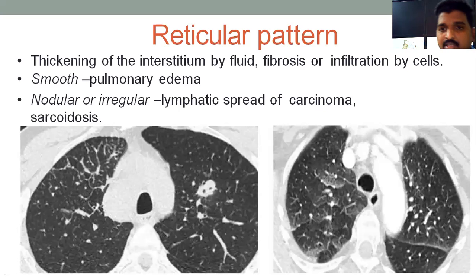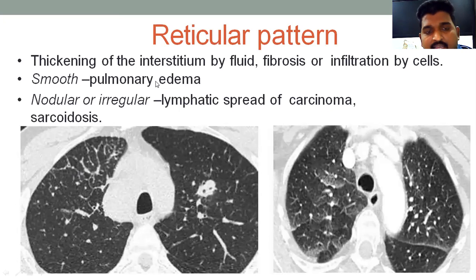And the reticular pattern, this is also once again an increased attenuation pattern. This reticular pattern is nothing but the lacy appearance in the lung. It is due to thickening of the interstitium by fluid, fibrosis or infiltration. So basically, once again, you can see this reticulation. It is irregular, this is regular. It is rough, it is smooth. So you can differentiate into smooth, irregular or nodular reticular appearance.